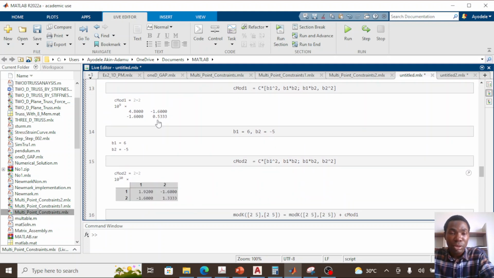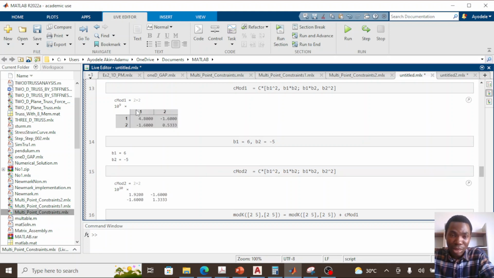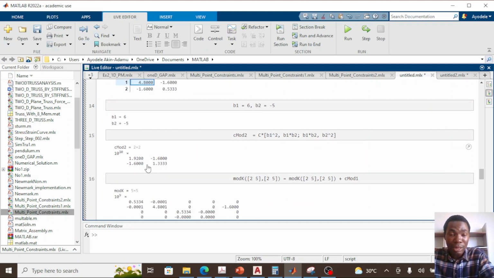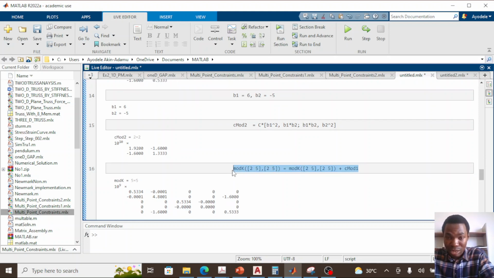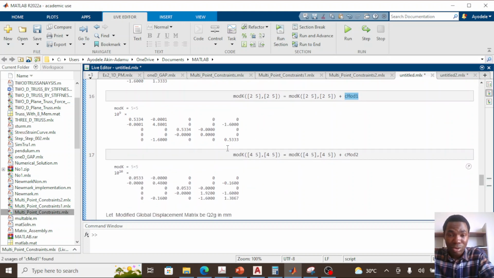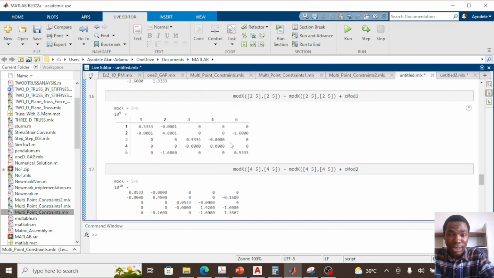So this will be applied again. The first matrix will be applied at node 2 and node 5. This C mod 1, while this C mod 2 will be applied at node 4 and node 5. So you can see this MATLAB code doing exactly that. I have 2 and 5 here, 2 and 5, adding C mod 1. So if I run this code, I get this. So this gets added. You can see it gets added at this position, this position, this position, and this position.